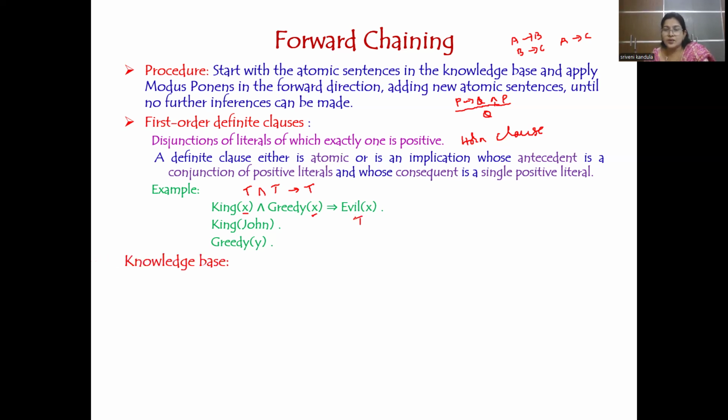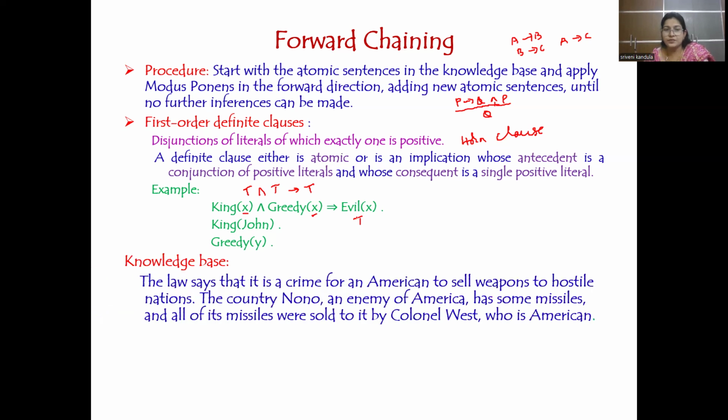So now let's see one example for forward chaining. Here the law says that it is a crime for an American to sell weapons to hostile nations. The country Nono is an enemy of America, has some missiles, and all of its missiles were sold to it by Colonel West, who is an American. So from this data that is given, we have to prove that West is a criminal.